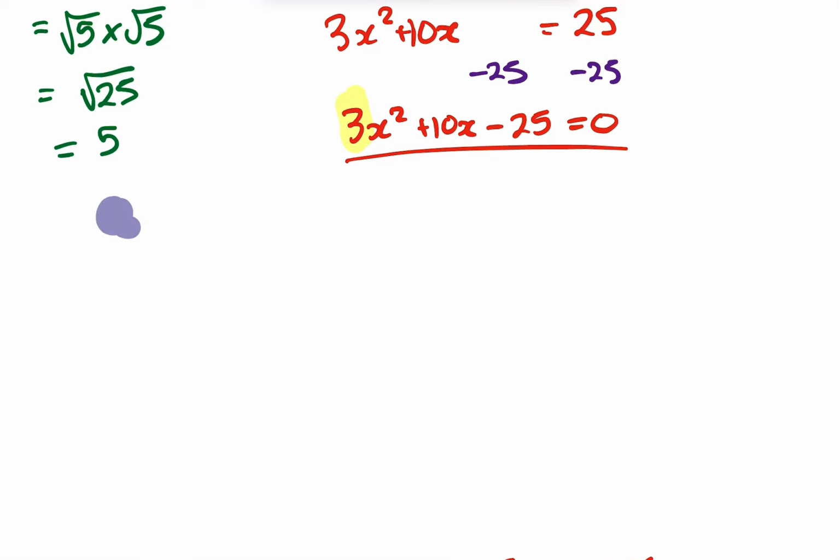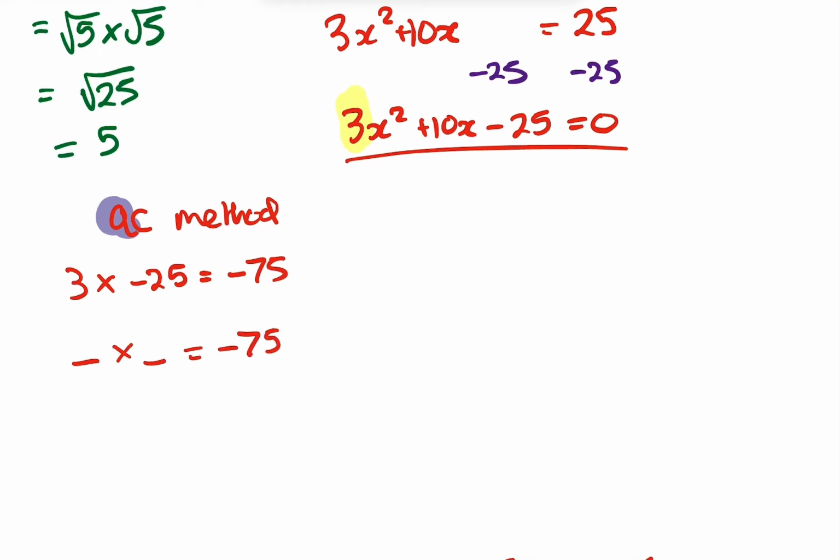So the AC method, what we do is we multiply a, which is 3, by c, which is negative 25, to get negative 75. So what we're actually looking for is two numbers that multiply to negative 75, but they have to add to 10, okay, because our AC gave us negative 75, and our coefficient of x is 10. Now, after looking at it for a little while, you'll see that these two numbers have to be 15 and negative 5.